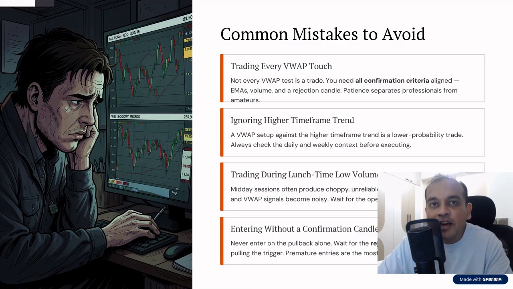Now, you can't trade every VWAP touch. Understand all the confirmation criteria. For example, 9 EMA, 21 EMA, and check the support and resistance candles as well, and only then can you trade. Ignoring the higher time frame trend: a VWAP setup against the higher time frame trend is a lower probability trade. So always check the daily and the weekly context before executing.